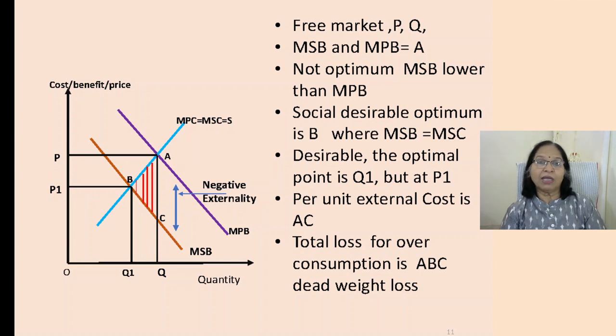So the question is, how will this deadweight loss be corrected, or how can the market be corrected? The market can be corrected only by the government, when the government would tax these kinds of goods like cigarettes, or examples of this kind, so that the consumers will consume less of it.